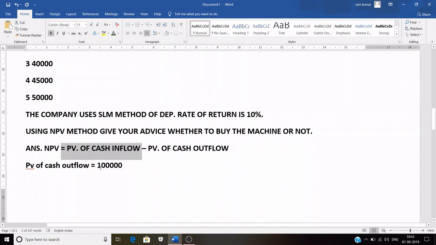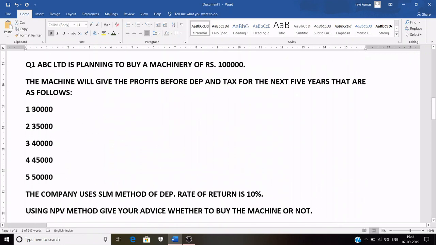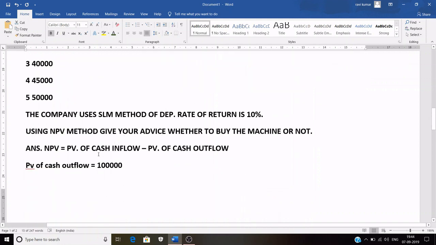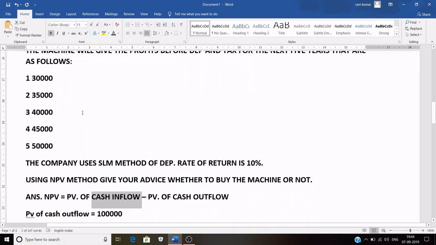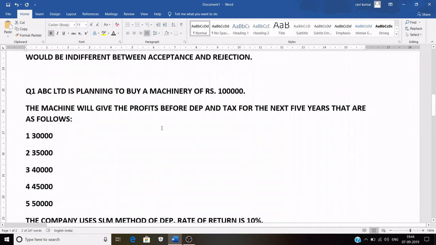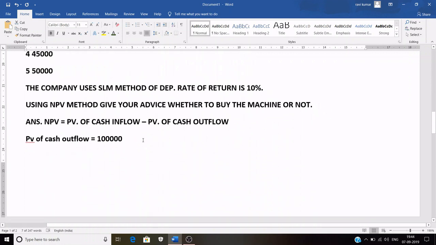So first of all, we will have to calculate the cash inflows. We don't have cash inflows in this question. We only have profits that are given in this question. Please remember that it is already mentioned in the question that these are not cash flows, but only profits that are before depreciation and tax. So first of all, we will calculate the cash inflows of first to fifth year, because we know the life of the machine is 5 years. That is mentioned here, that these profits would be for the next 5 years.